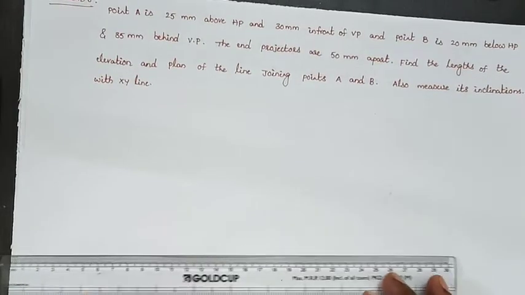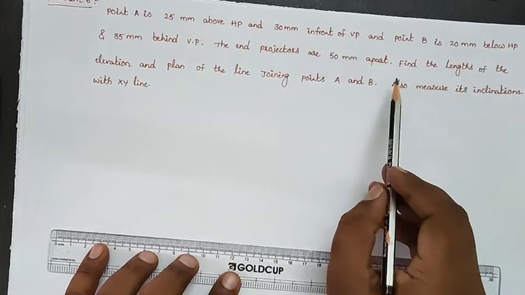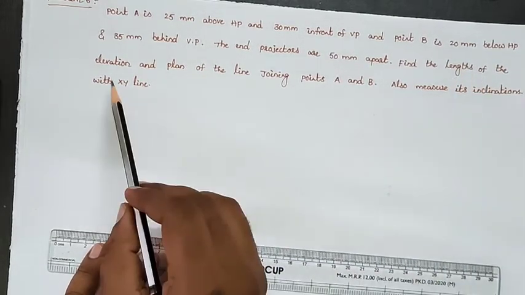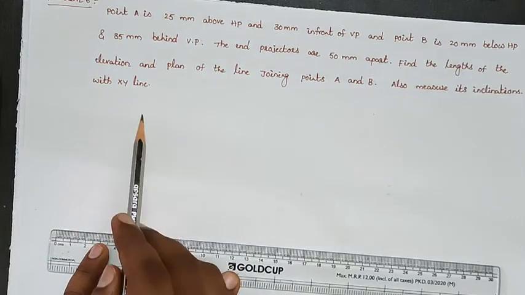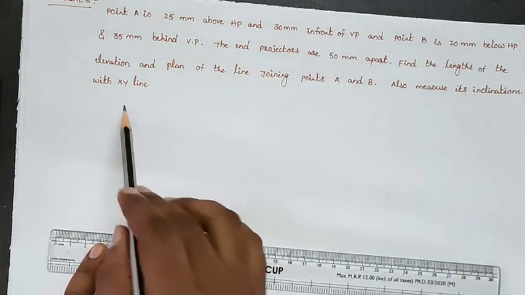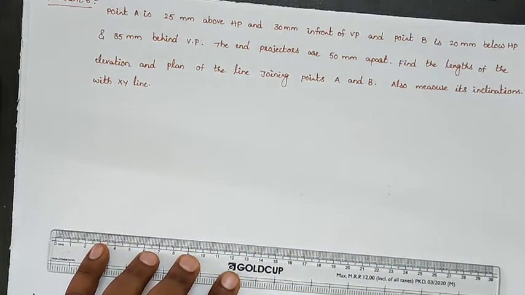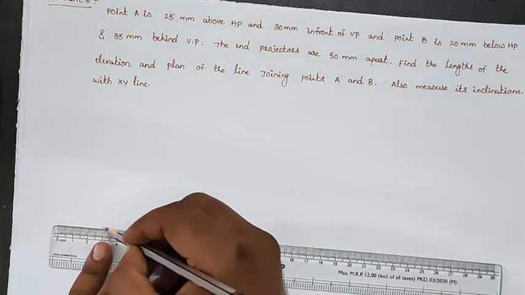Whatever the problem is giving, we will draw the reference line and construct here. They are asking us to find the lengths of elevation and plan, which means the lengths of the front view and top view. They are also asking for the front view inclination and the top view inclination, which you can measure in our problem. So first of all we will draw the reference line XY.